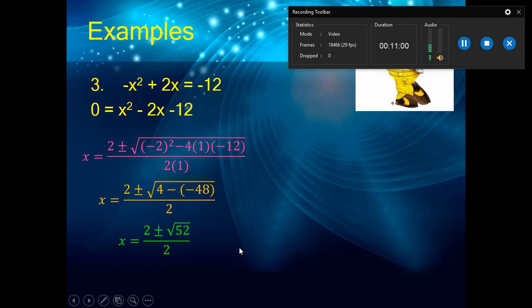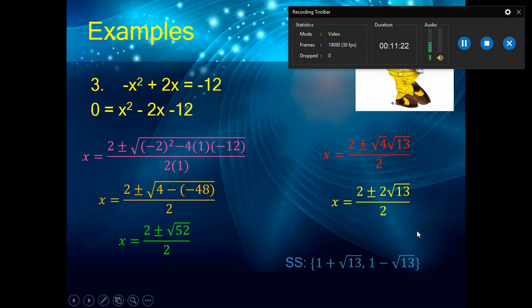Again, I should have 2 roots when I'm done. I'm going to find 2 factors of 52. When I do that, it looks like 4 is the biggest perfect square, so it's 4 times 13. When I simplify, I will get a 2. This one's nice because 2 divided by 2 is 1. And then for the radical, 2 radical 13 divided by 2 will give me 1 radical 13. So I'm going to have 1 plus radical 13 and 1 minus radical 13. But I do have 2 roots.